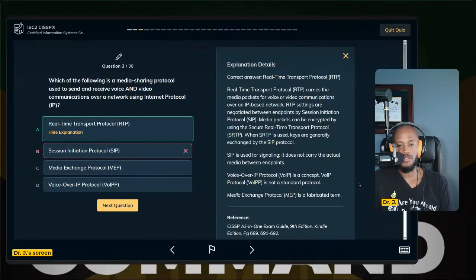So SIP is used for signaling. It doesn't carry the actual media between endpoints. Oh, okay.